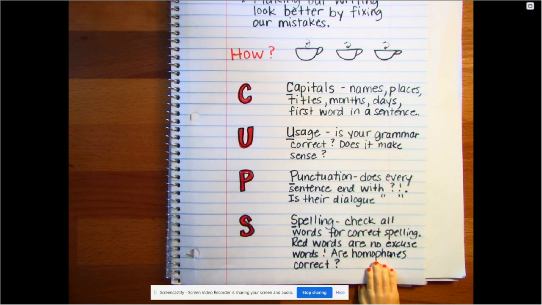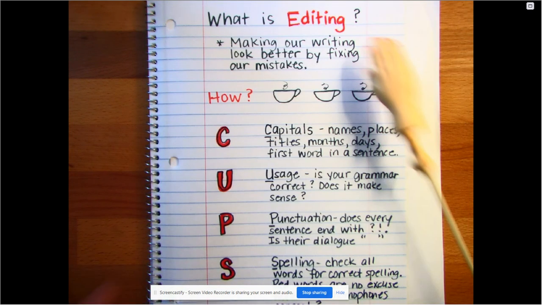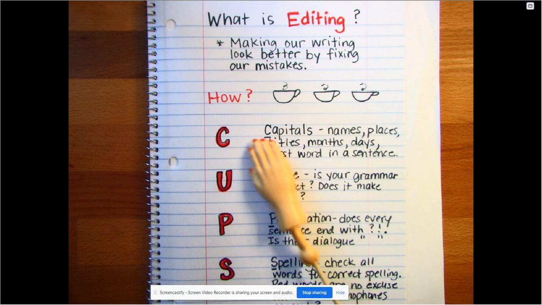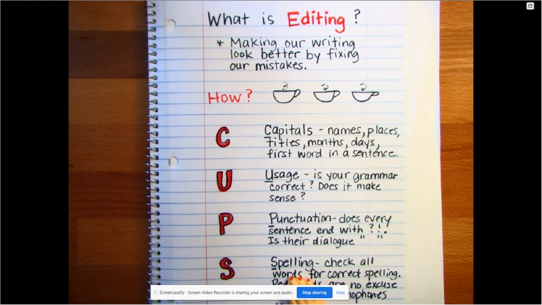So remember, when you edit, that's something that anybody could go back to check. You can have people check for capitals, check does it make sense, check for punctuation, check for spelling. Anybody can do that, but only you can revise.